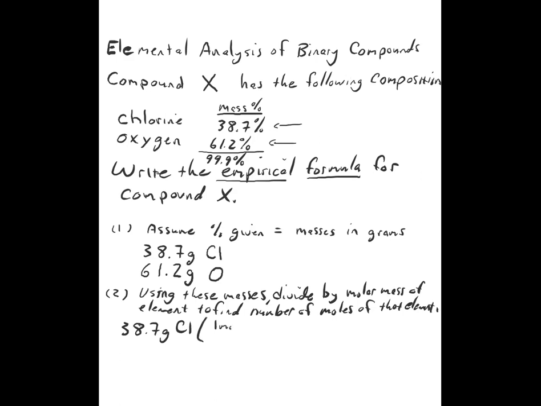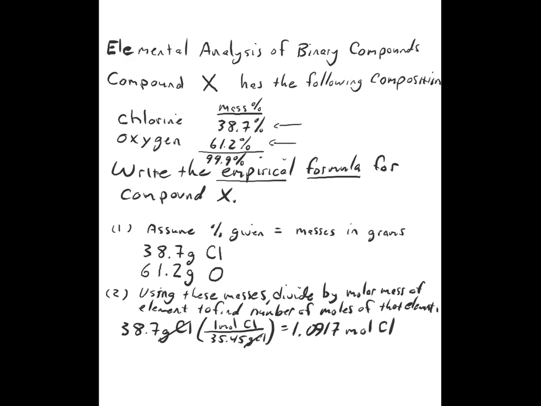One mole of chlorine has a molar mass of 35.45 grams. That's from the periodic table. So I'm dividing by the molar mass to get the number of moles. That's what we did back in section 3.4, which is still pretty recent. We only just did that last week. Dividing by the molar mass gives you the number of moles. 38.7 divided by 35.45 is 1.0917 moles of chlorine.